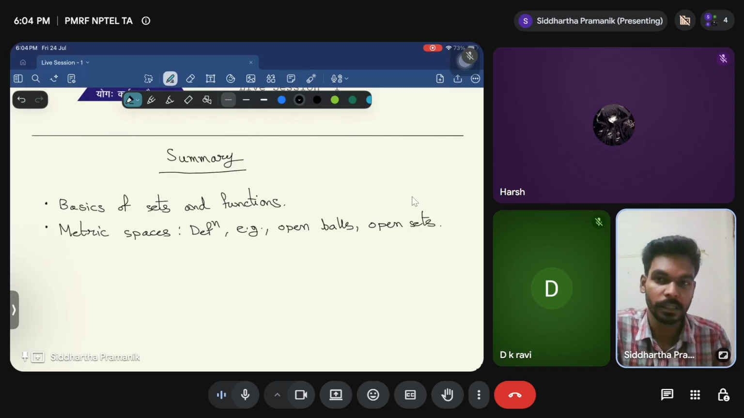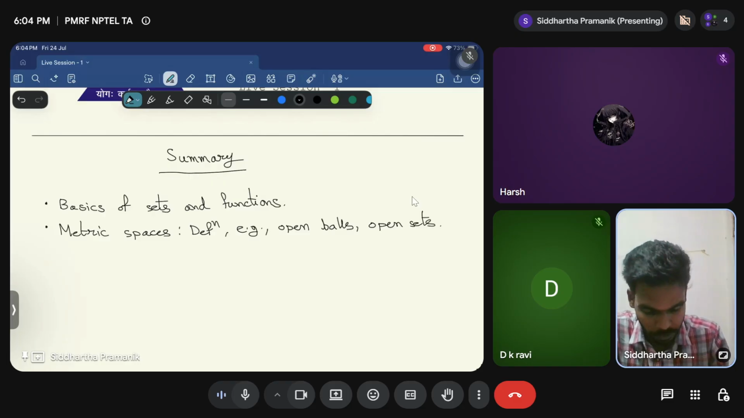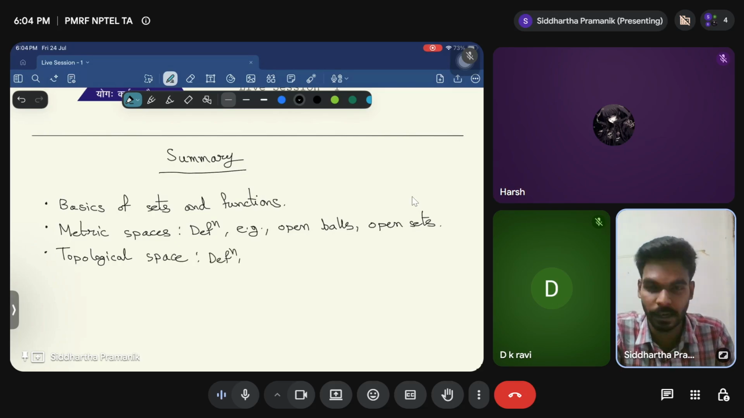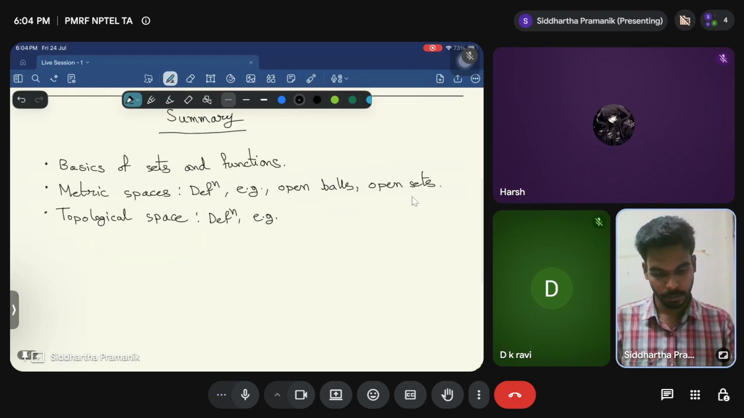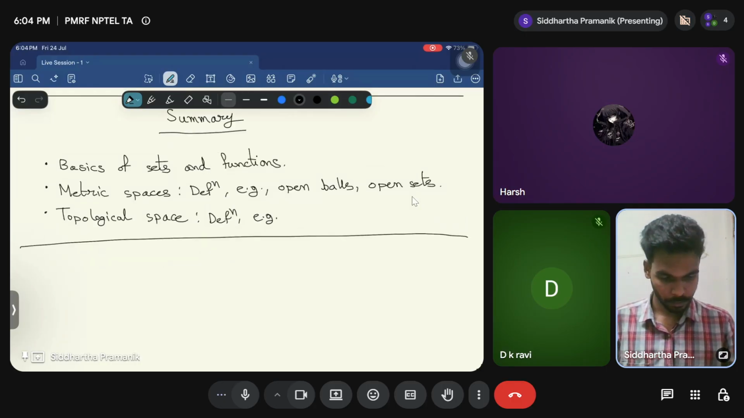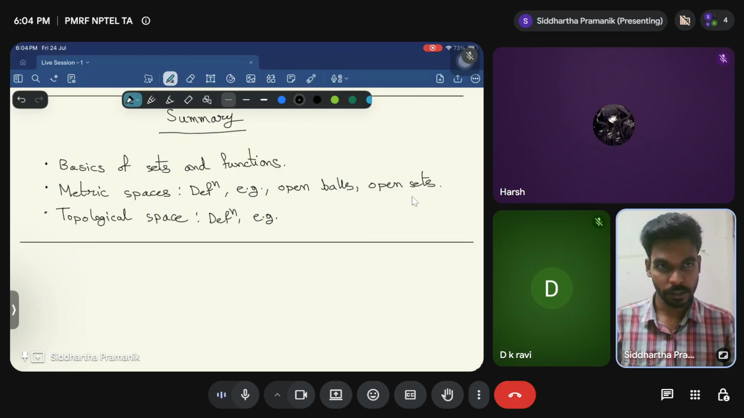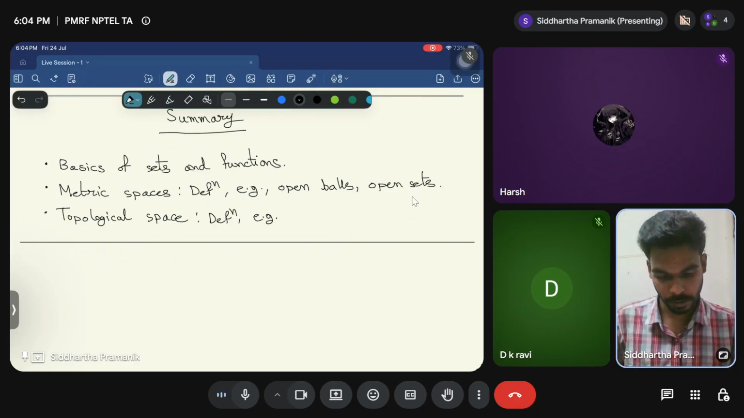Then using this concept, we have generalized this notion to the notion of topological spaces. We gave the definition of topological spaces and two or three examples we have done. We will see some more examples in the upcoming lectures, but this is the overall contents of the first week. If you have any doubts among these topics, you can just raise your voice.